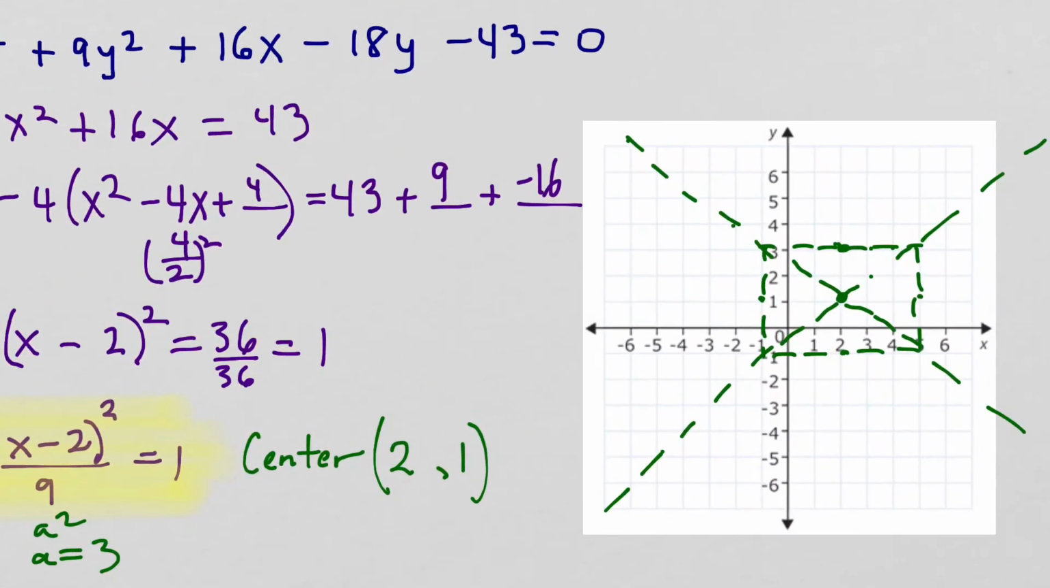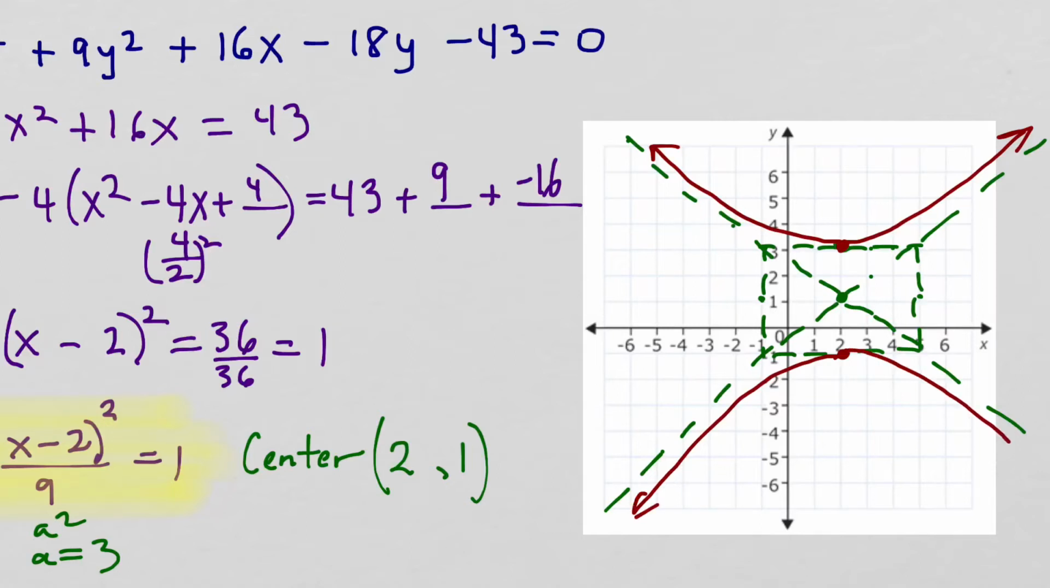I start at the vertex right here, and I go out toward the asymptote, and then from the vertex out toward the asymptote in this direction. And then my second vertex right here, I'm going to draw the other branch in the same way. From the vertex out. Okay? So those are my branches of my hyperbola.